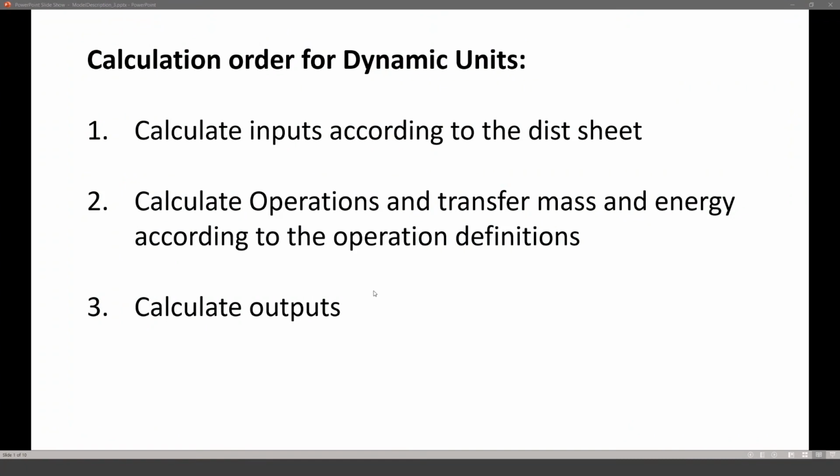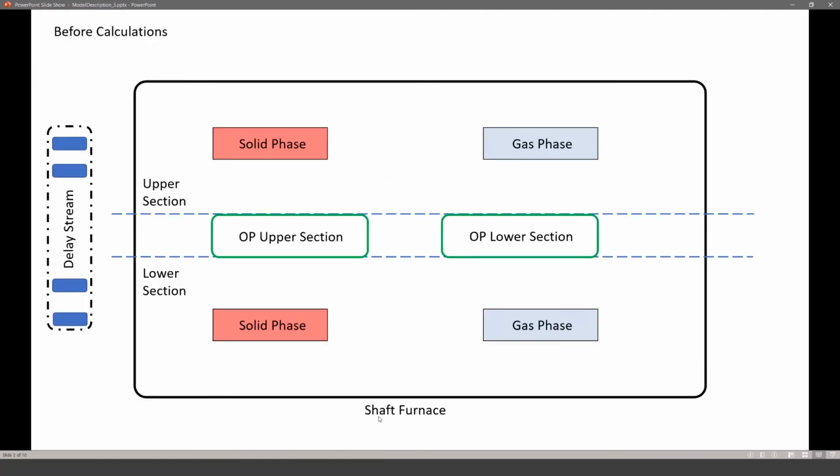Finally, let's make a short summary of what happens inside the dynamic unit during the calculations. So the calculation order is of course the same as what we covered previously in the tutorial. So first we calculate the inputs, then the operations, then the outputs. So in this case, our shaft furnace looks like this. We have two tanks, lower section and upper section tank. Then we have two operations, one for the upper section, one for the lower section. And then both of the tanks contain solid and gas phase. And then we have the delay stream here.